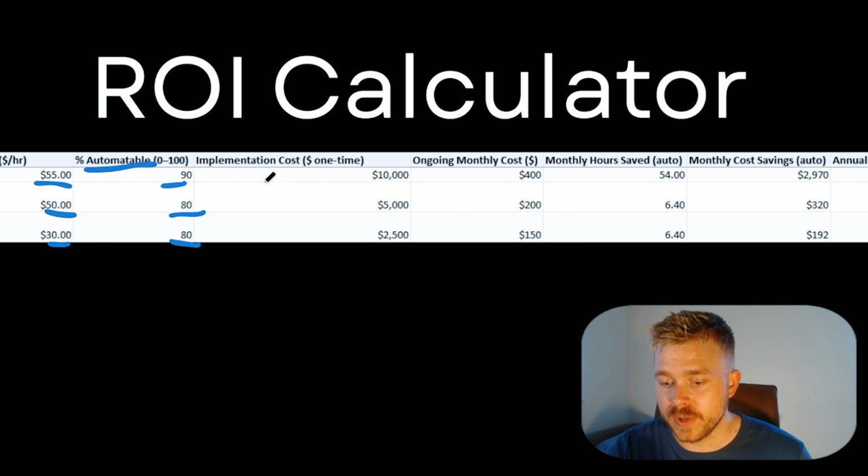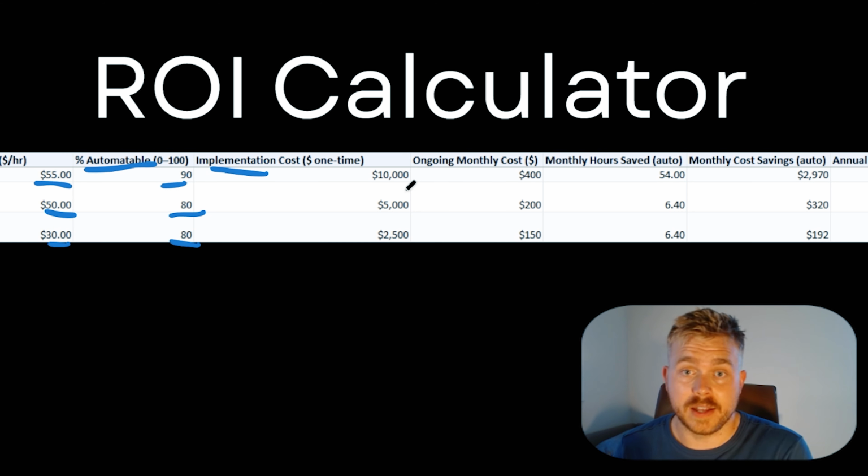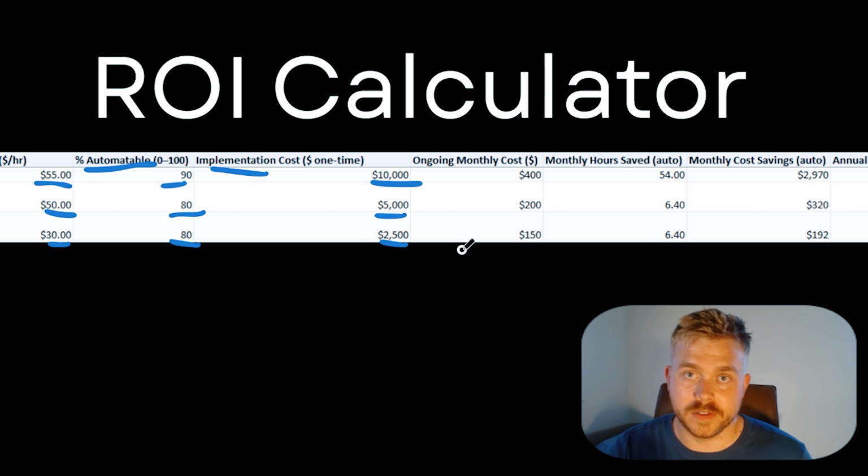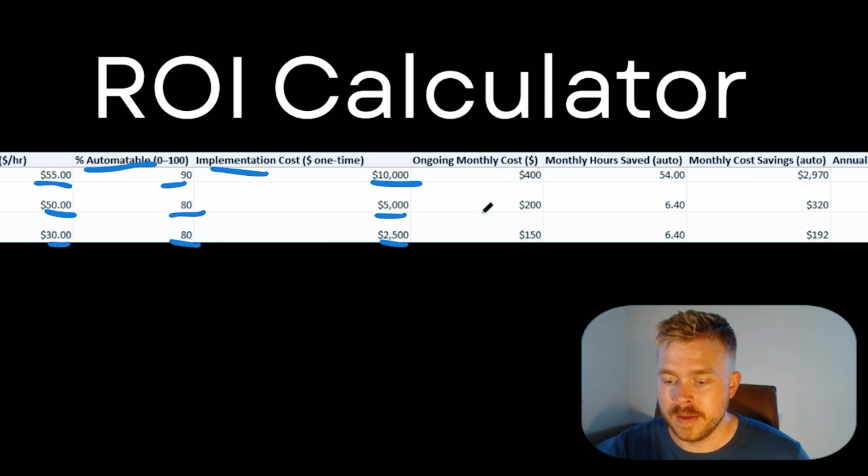So scrolling over, we have our implementation cost. This is an estimate based on hours. How long do you think it's actually going to take to implement a system that covers something like automating follow-up messages, right? So you'll see here that I've put $10,000 for the implementation cost for the lead qualification and follow-up, $5,000 for the quarterly report, and then $2,500 to help them with their PowerPoint templates.